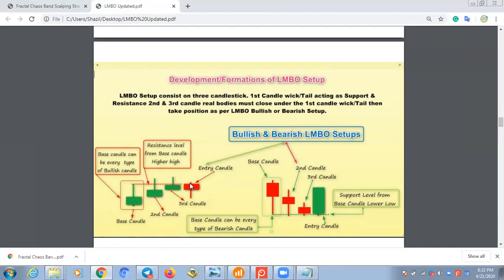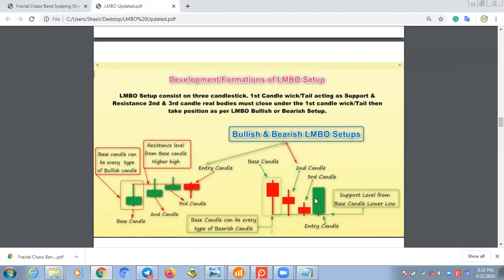The next candle will close down. This is 95% tested that the next candlestick will close down. So this candle we can call the base candle, because we take the resistance line from this base candle. These two candles not crossing this level means the momentum is losing here. So that's why the next candlestick goes down.